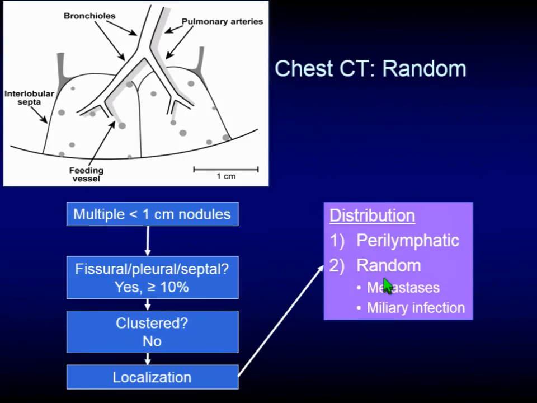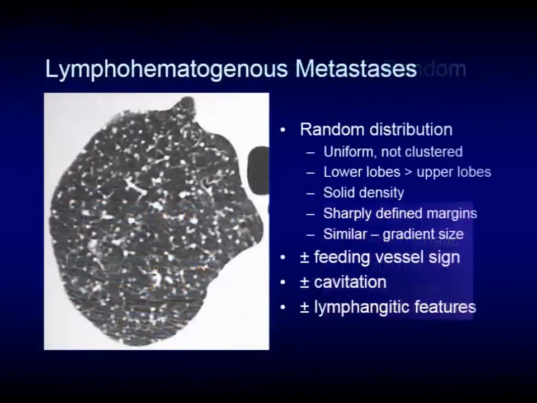When you're dealing with a random pattern, really you're only dealing with lymphohematogenous spread of malignancy or infection. So again, not so much clustering like we saw with the perilymphatic diseases, with all the nodules on the lymphatic surfaces or structures.